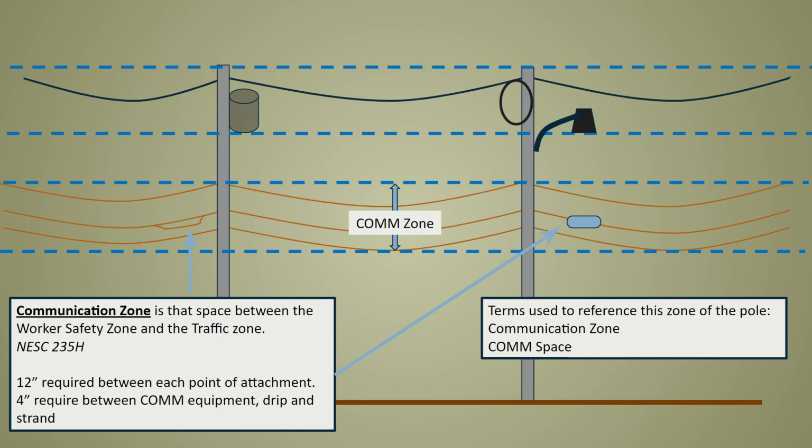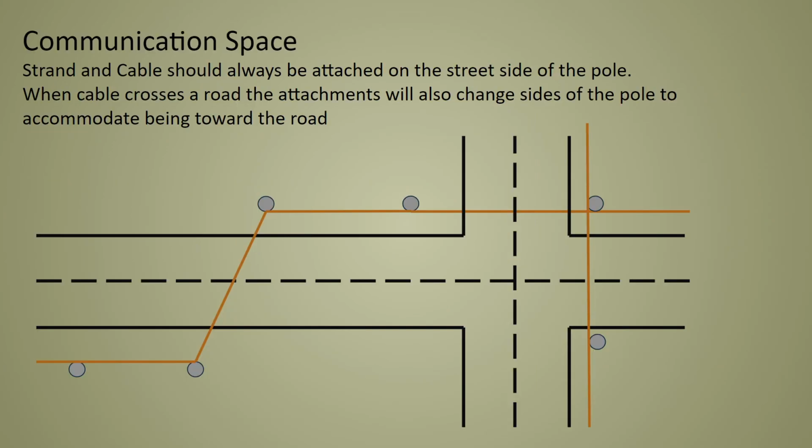The exception to that rule is the equipment that might be on the cable. So you might have a slack loop, a splice case, a slack coil, a snowshoe. Those can be up to 4 inches away from the other attachers. That zone is almost always called the COM zone. It might be called the COM space.